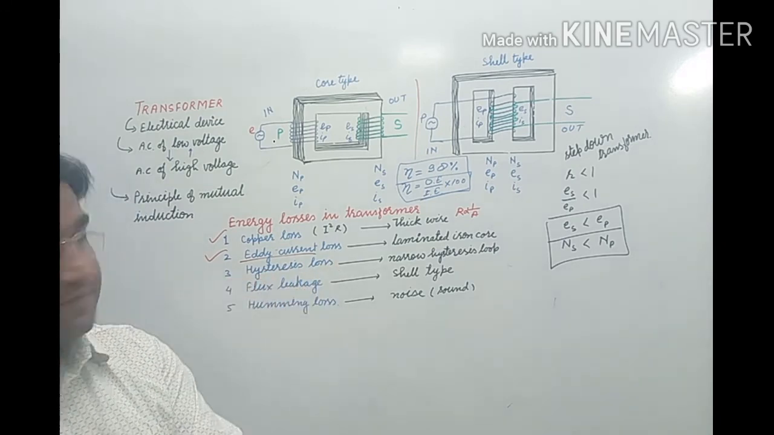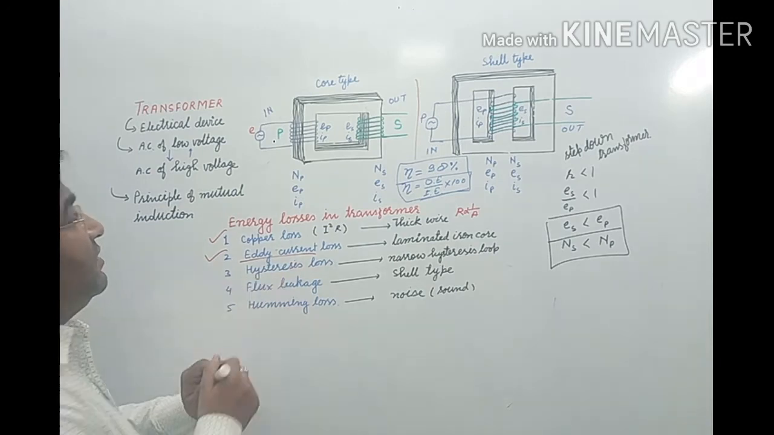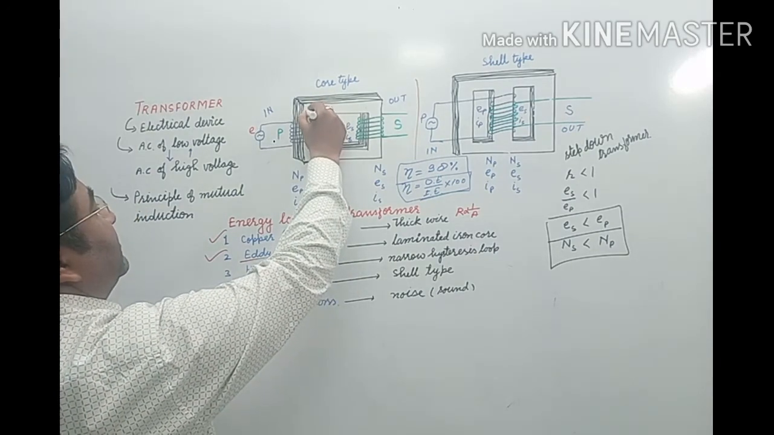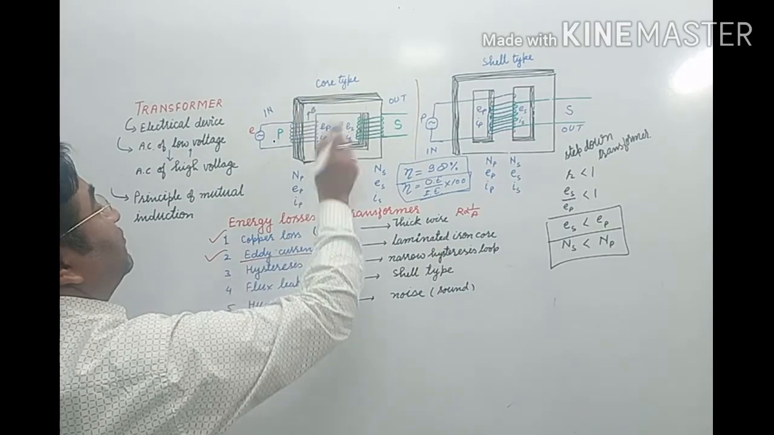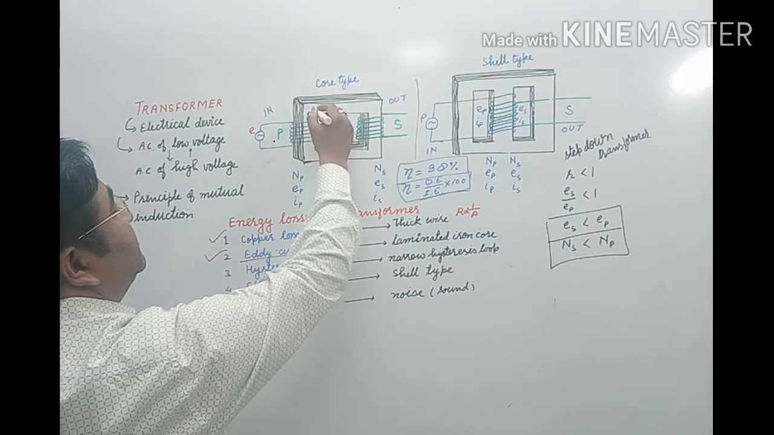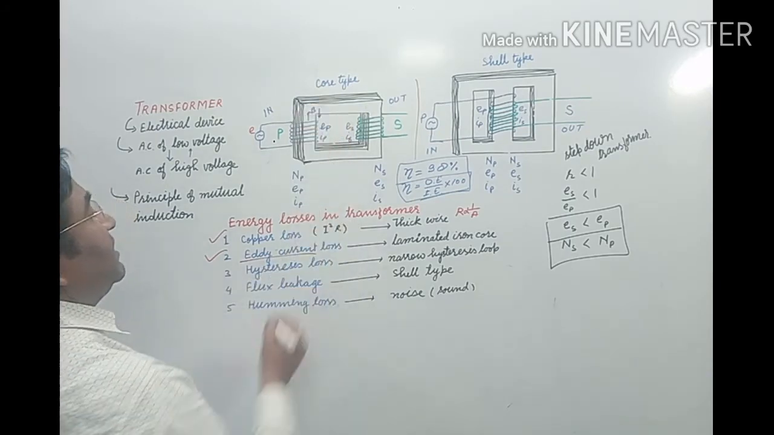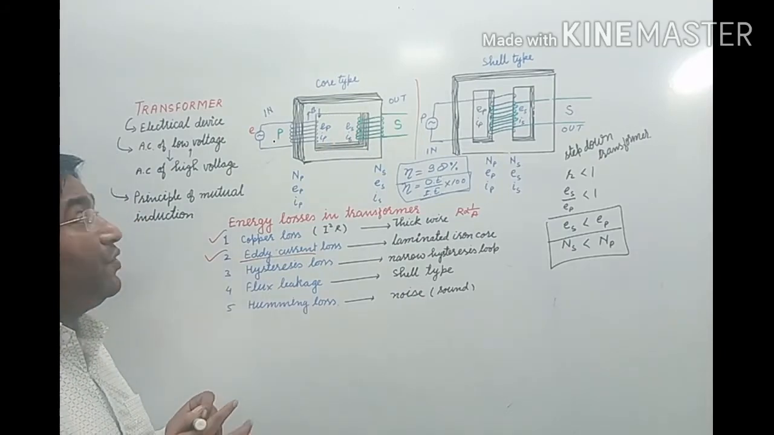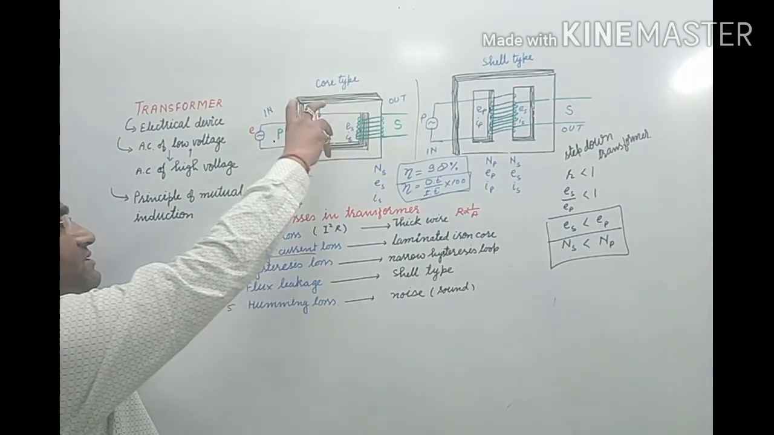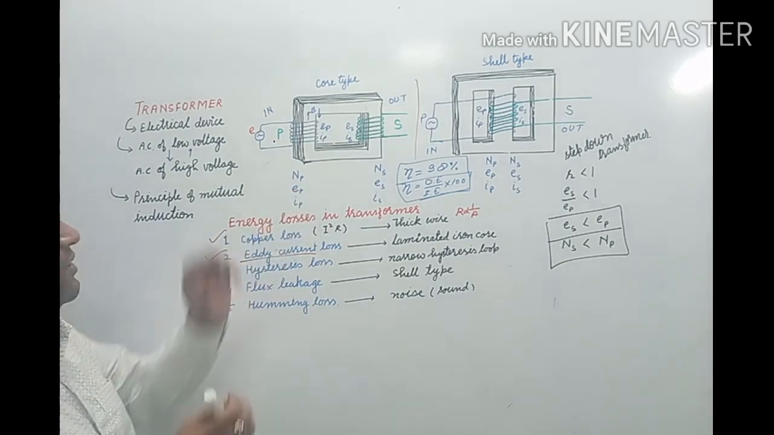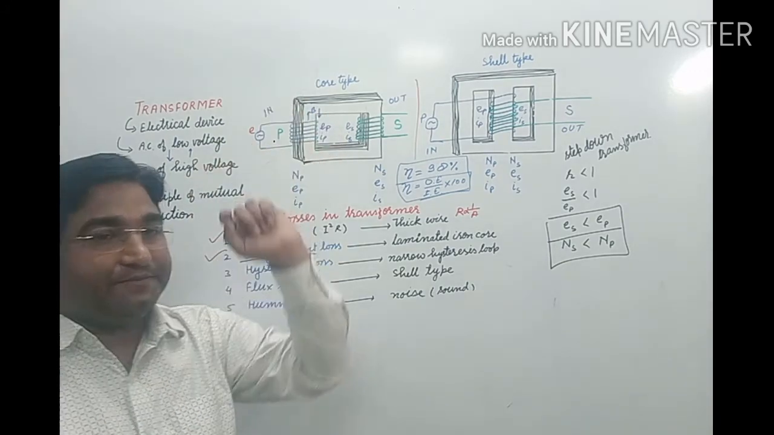Hysteresis loss means when current flows in such a way that the direction of the magnetic field is this one for half a cycle. Next half cycle, the direction will change. This will become this side. This is an iron core, therefore the domains of the iron inside this iron core will rotate by this magnetic field.